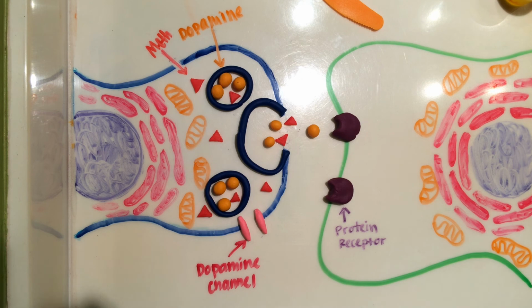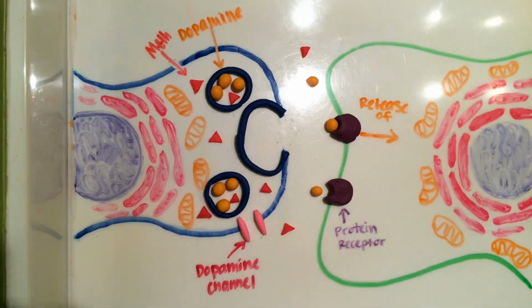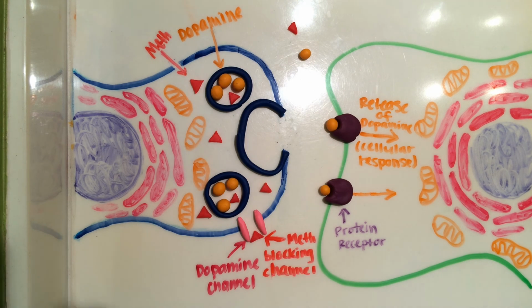The neuron has vesicles that contain dopamine and meth. These molecules are released by the cell, and the dopamine binds to the receptors of the dendrite of the receiving cell. Due to the meth, this triggers the release of too many dopamine molecules. Meth also blocks the dopamine channel, which makes the cell unable to reuptake dopamine.